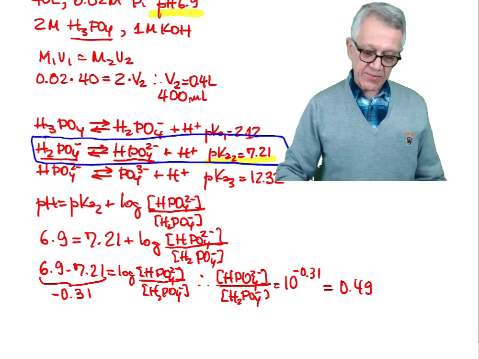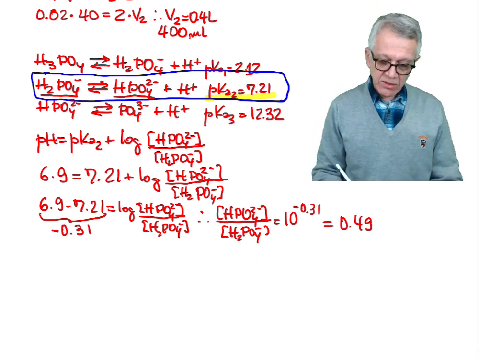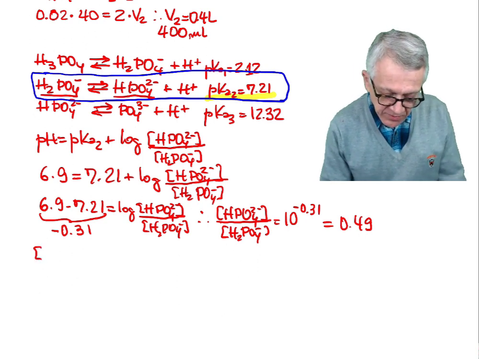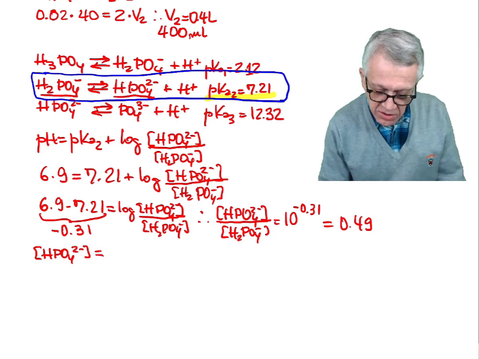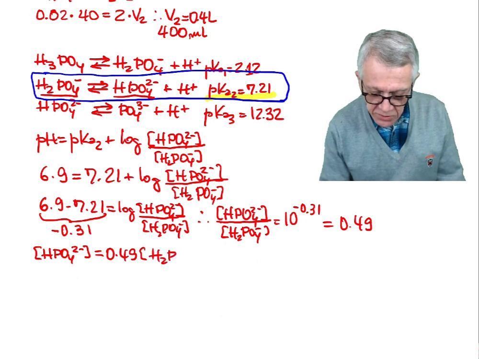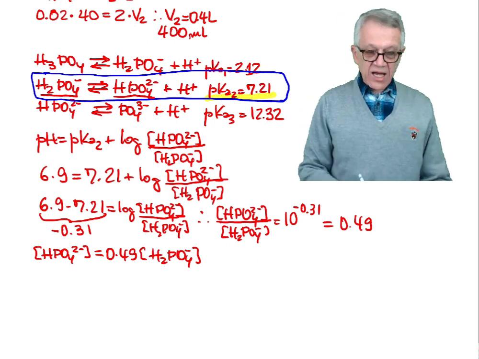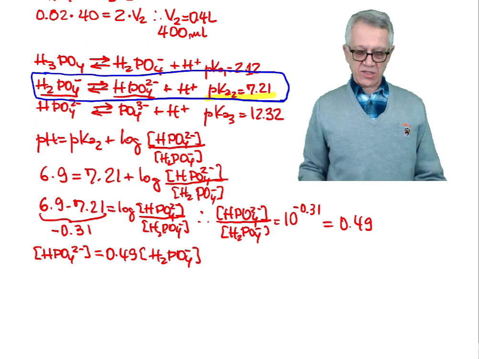Let's move up a little bit more to get more space. And now we have the ratio here of the two species. We now know that the concentration of HPO4 2 minus equals 0.49 times the concentration of H2PO4 minus. Correct? Just doing some algebra here. What other equation do we have? We have two unknowns here, and we have only one equation. We need a second one.